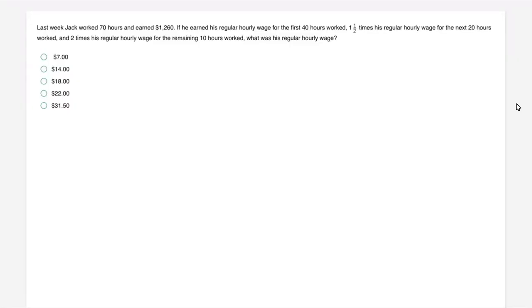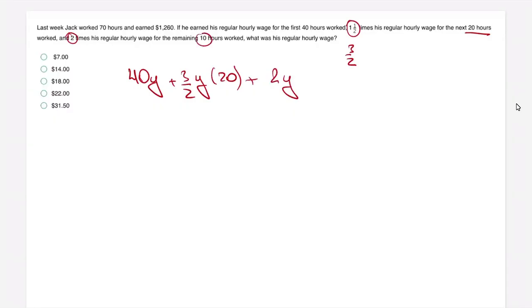Last week, Jack worked 70 hours and earned 1,260. If he earned his regular hourly wage for the first 40 hours, so quantity times the hourly wage, 1.5 times, I will put 3 over 2, plus 3 over 2 for 20 hours. 3 over 2 of the regular for 20 hours, plus 2 times the regular for the last 10 hours.